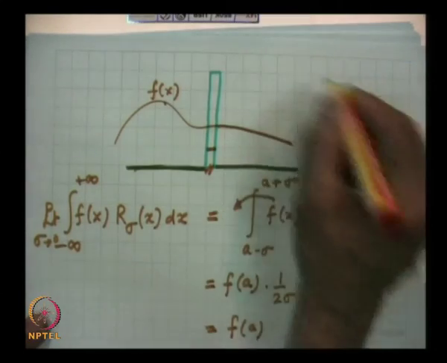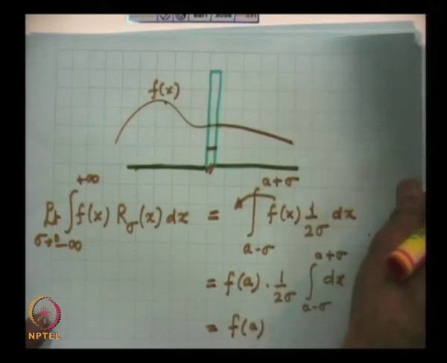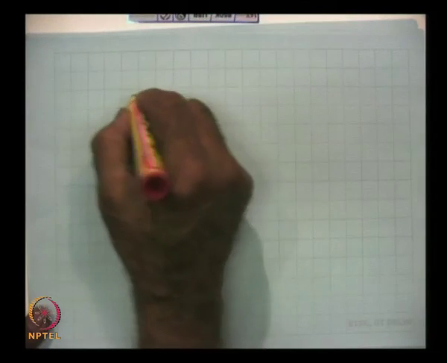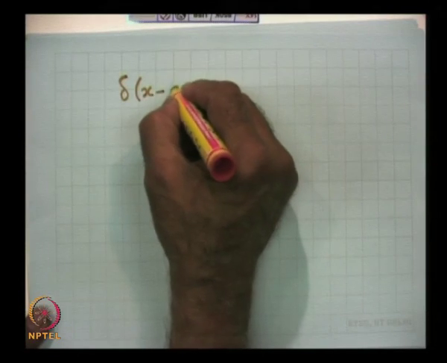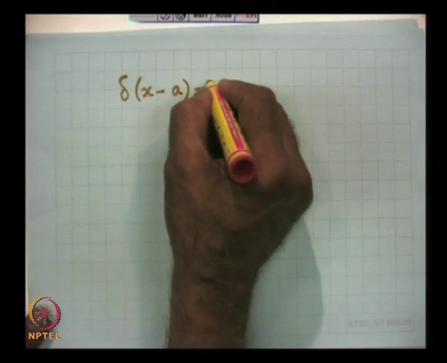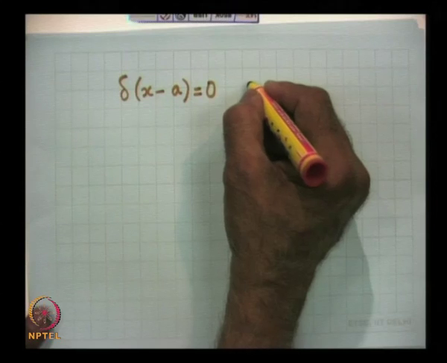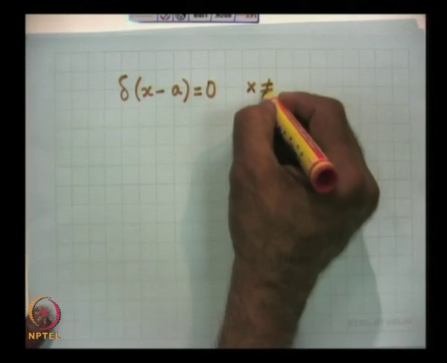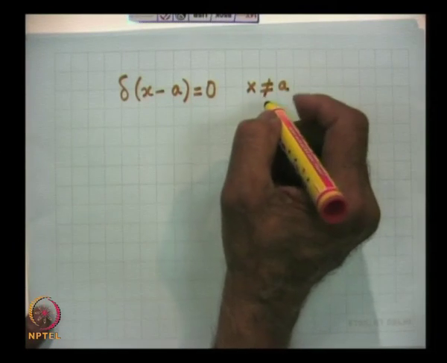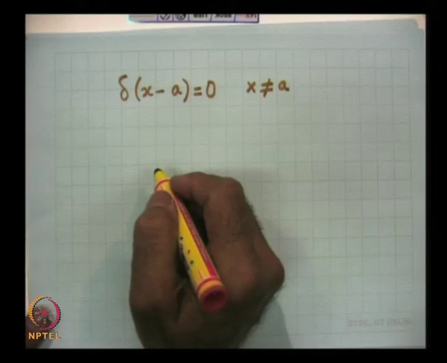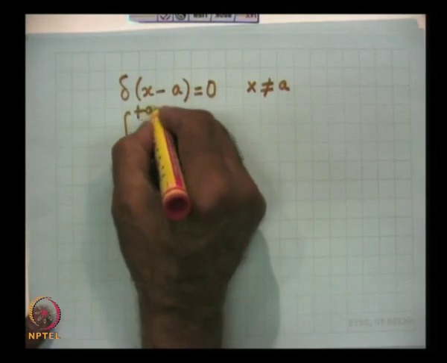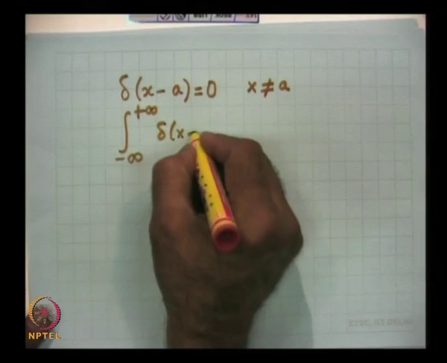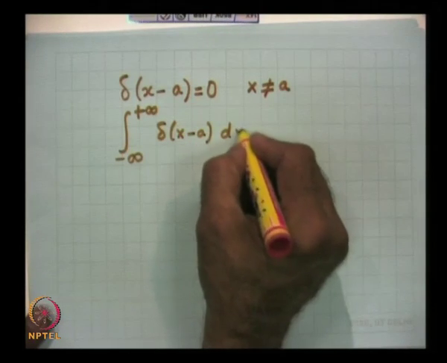So, I get the very important result that delta of x minus a is 0 everywhere else excepting at x is equal to a, where it has an infinite value such that the integral from minus infinity to plus infinity of delta of x minus a dx is equal to 1.